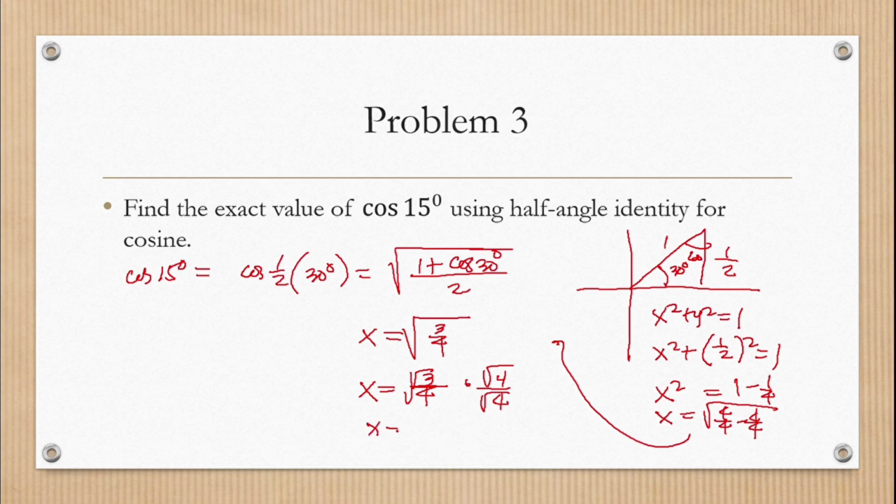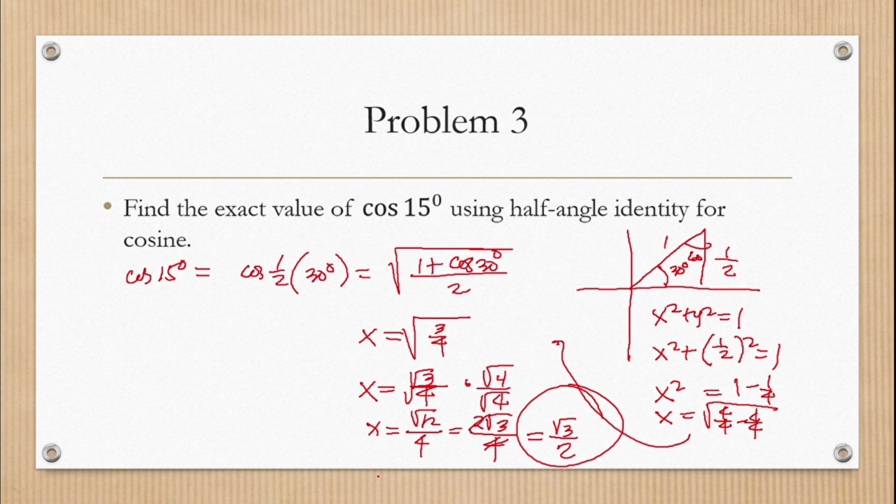Okay, x is equal to the square root of 12 over 4. So we can factor this as 2 square root of 3 over 4. So cancel this part, we have square root of 3 over 2. Okay, so we have here the cosine 15 degrees.